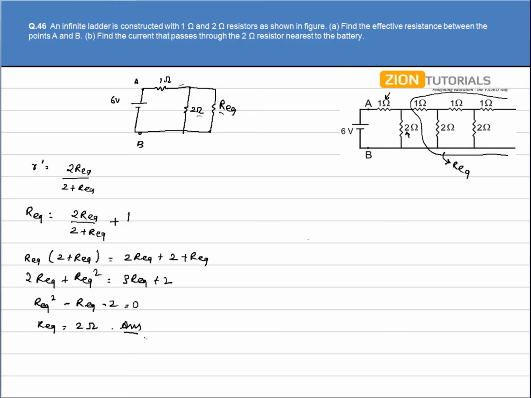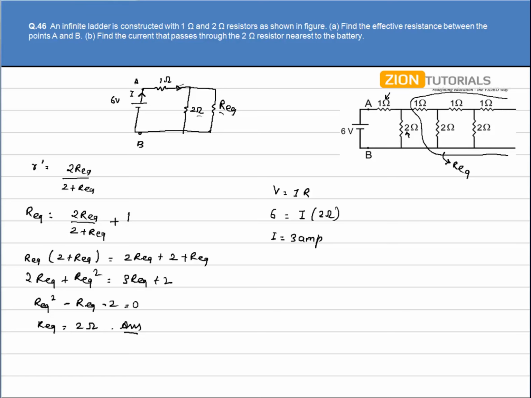In the second part, I have to calculate the current that passes through the 2 ohm resistor. So I'll apply Ohm's law, that is V equals IR, to calculate the net current flowing. I have a potential V equal to 6, the current I have to calculate, and resistance is 2 ohm. So I comes out to be 3 ampere. This is the net current flowing, so this will be the current coming out of the battery, that is 3 ampere.